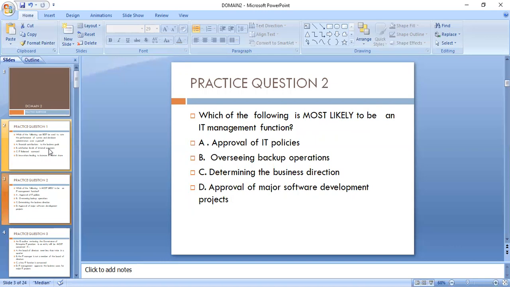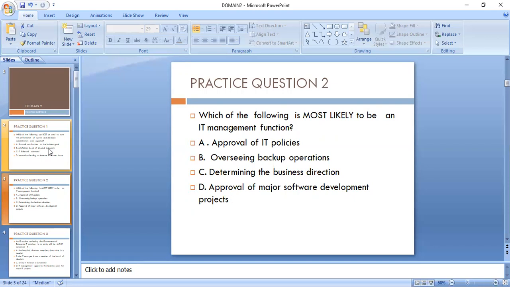So that's governance. B, overseeing backup operations. Backup operations is operational, is what is done day to day. So you can't expect the board to be in charge of that. So definitely that's an IT management function. C, determining the business direction. Again, that is the strategic responsibility of the board. Then approval of major software development projects.